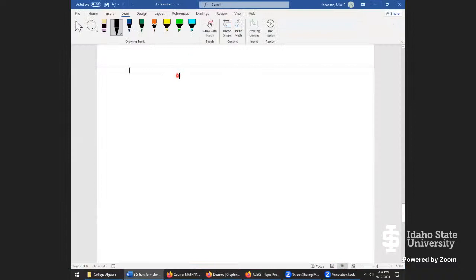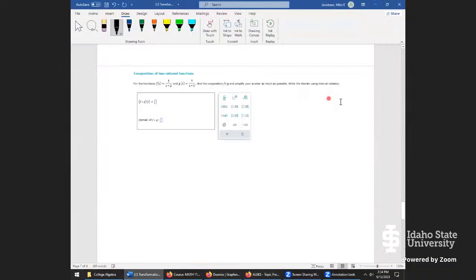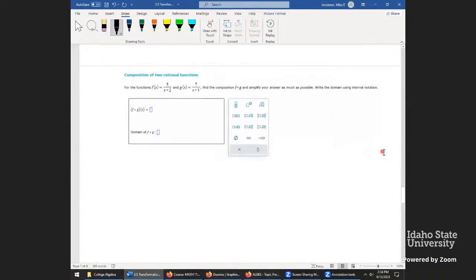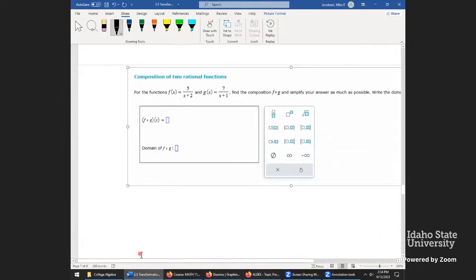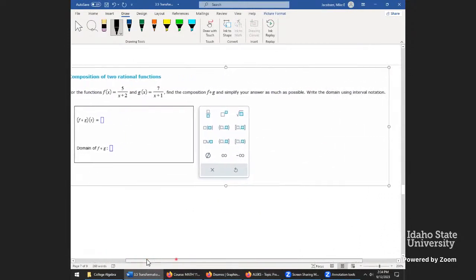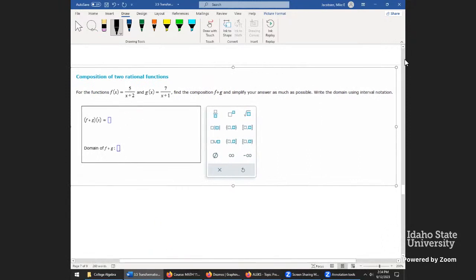Okay, so our work on this problem is going to be in the section 3.5 notes. That needs to be blown way up now. Things always paste a little bit funny. Okay, so we've got two functions, f of x and g of x. I'll let f of x be in blue and g of x be in green.